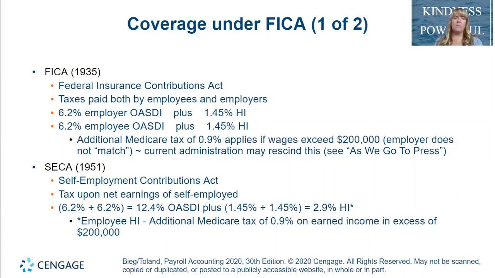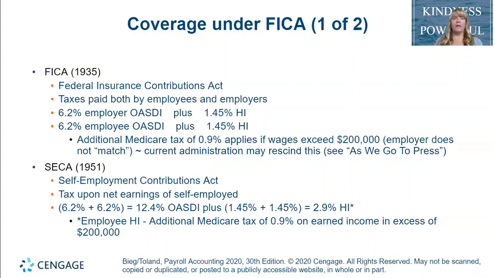Now, those same amounts, 6.2% for Social Security and 1.45% for Medicare, are matched by the employer. Now, there is an additional Medicare tax that the employer does not match, and that's for any wages that exceed $200,000 in a calendar year. So if an employee is paid more than $200,000 in wages, they have to pay an additional 0.9% on wages that are above $200,000. Okay, as of currently, this has not been rescinded. It's still part of the ACA Act.